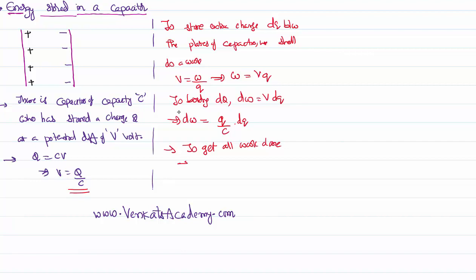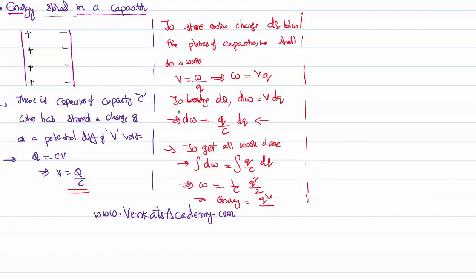To get all that work done, we shall integrate this equation. Integral of dW equal to integral of Q by C dQ. Integral of differentiation of work done is work done, 1 by C integral of Q dQ equal to Q square by 2. That implies the work done in storing a charge Q, which is also stored as energy in the capacitor, is Q square divided by 2C.